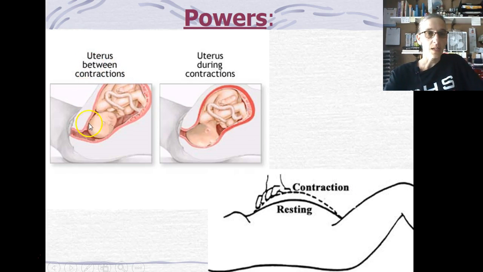So the uterus between contractions is at a nice resting tone. And then you can see the uterus during contractions. Very tight, pushing. That's what it's doing. The uterus is pushing as well as the mother is pushing. Okay? So we have a resting phase. The uterus is down here, relaxing. And then during contraction, it does ball up. It gets very hard and tight during the contraction.